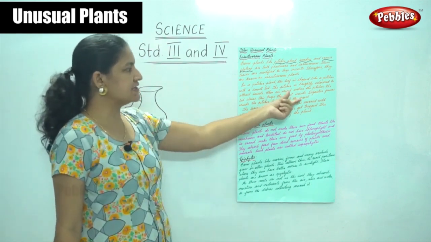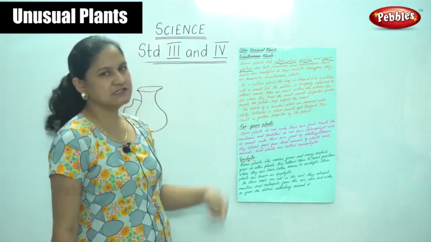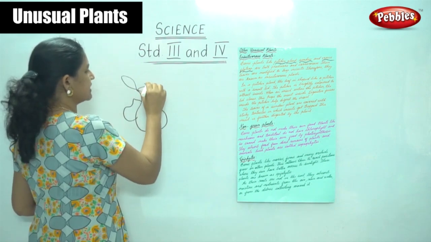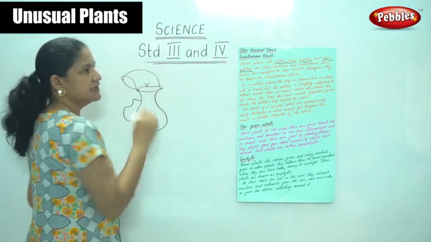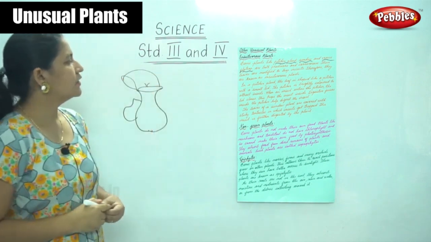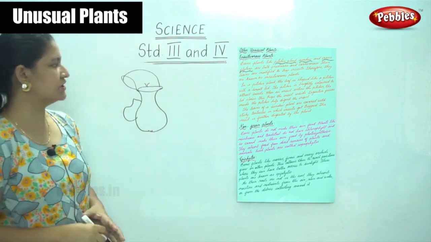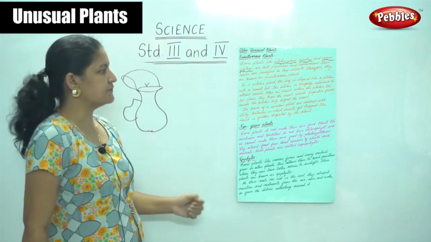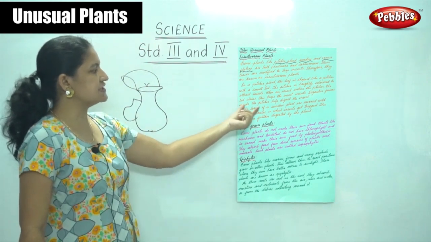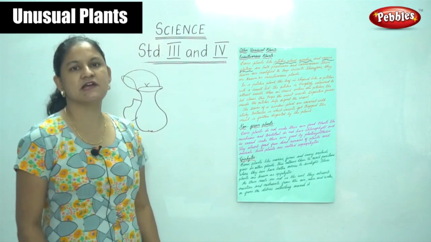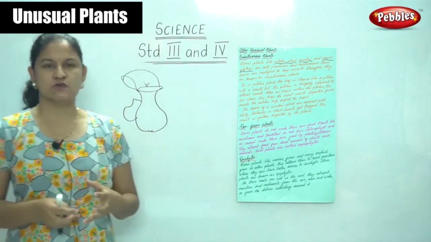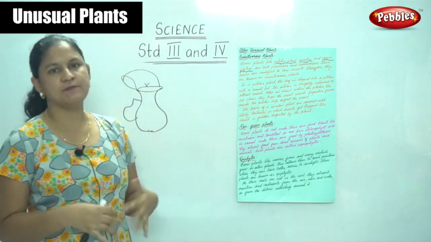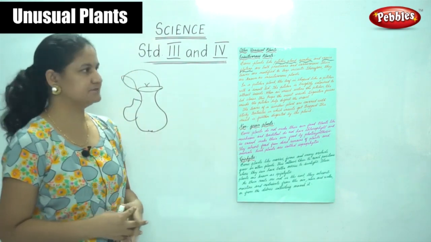When an insect enters the picture, the lid immediately closes. This traps the insect inside. The digestive juices inside the picture help digest the insect.